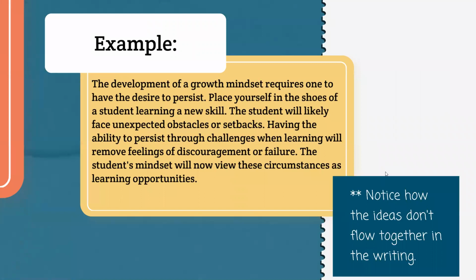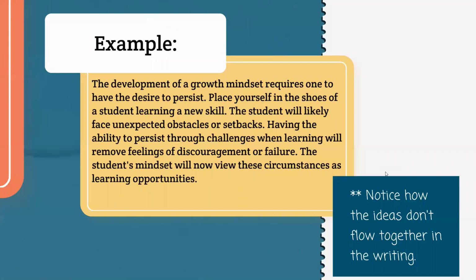Let's take a look at a couple of examples. And the first example we're going to go over is without any transition words. I want you to notice how the writing flows throughout. The development of a growth mindset requires one to have the desire to persist. Place yourself in the shoes of a student learning a new skill. The student will likely face unexpected obstacles or setbacks. Having the ability to persist through challenges when learning will remove feelings of discouragement or failure. The student's mindset will now view these circumstances as learning opportunities.